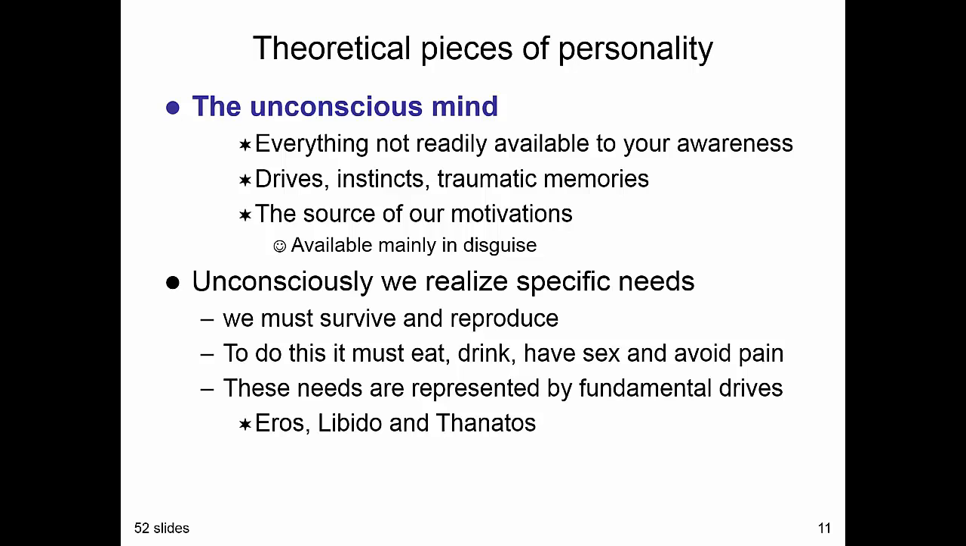The unconscious mind includes everything not readily available to your awareness. These include your drives, instincts, and traumatic memories. It is the source of many of our motivations. It is available to the person mostly in disguise. It shows itself through simile or parable, not directly. Unconsciously, we realize specific needs, such as we must survive and reproduce. To do this, we must eat and drink and have sex and avoid pain. These needs are represented by fundamental drives called eros, libido, and thanatos.